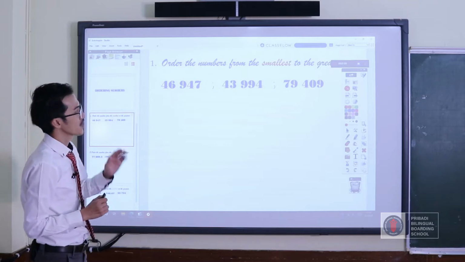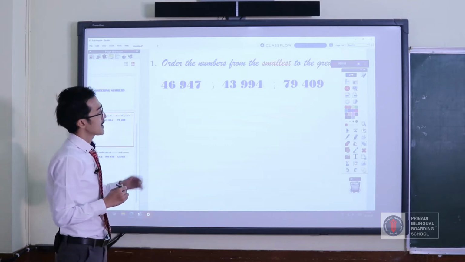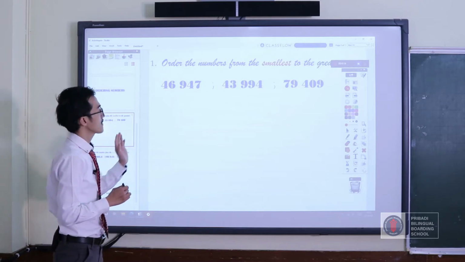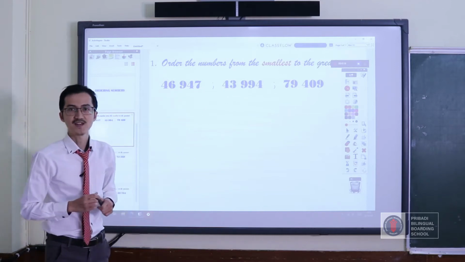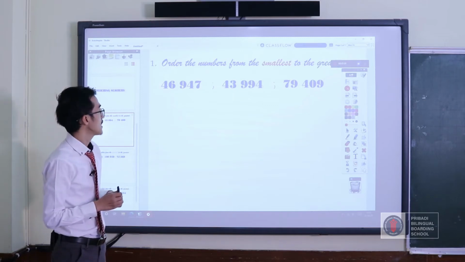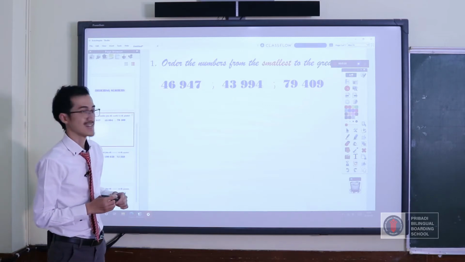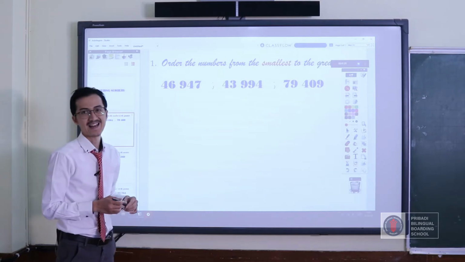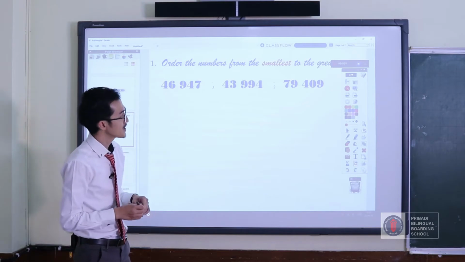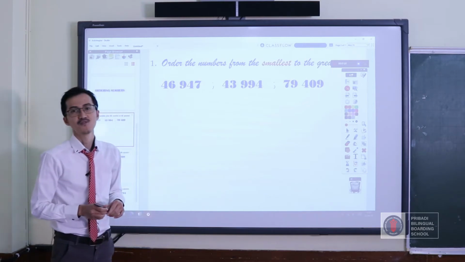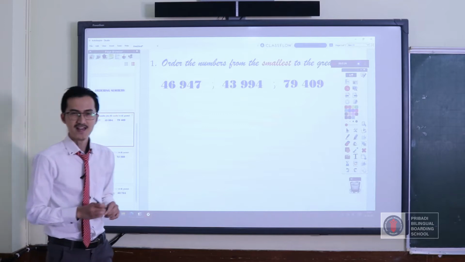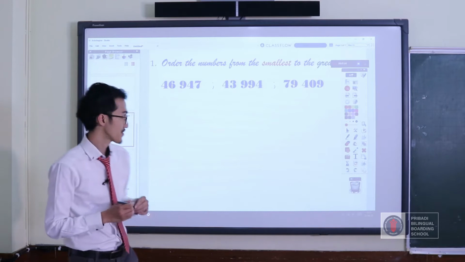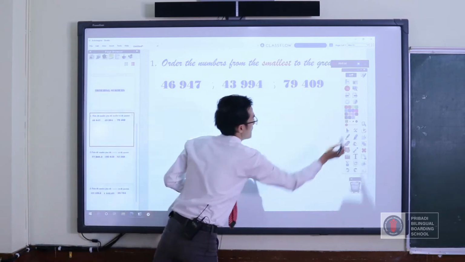For example, for question number 1, order the numbers from the smallest to the greatest. Okay, I have 3 numbers over here, so we can read it together. The first number is 46,947. The second one is 43,994. And the third one is 79,409. To find the solution, we are going to do some steps. I have 3 steps, so let's go.